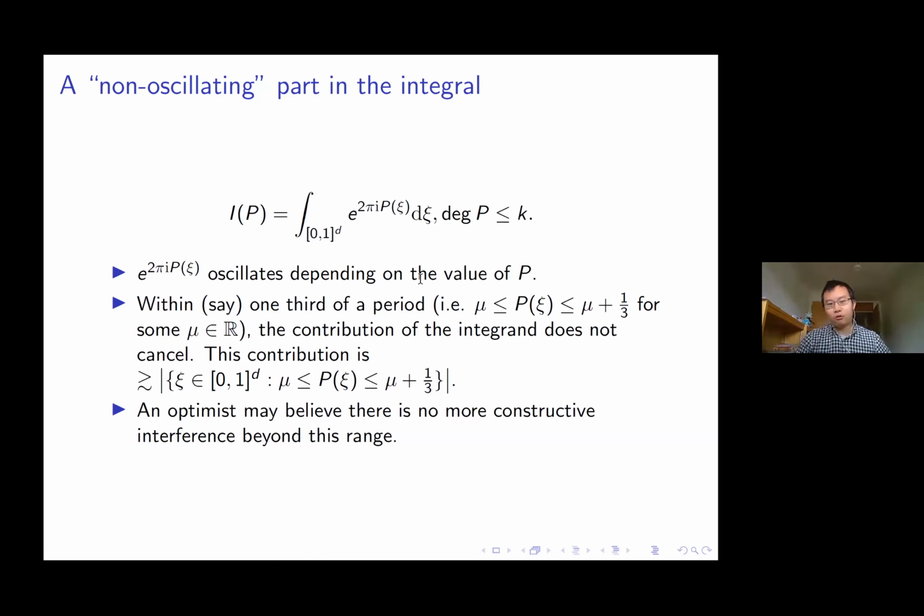Then you will see that the contribution of that part has to be at least roughly the measure of C, where your P is within a certain 1/3 of the period. So if you're optimistic, you might believe that there can be no more constructive interference beyond this range. You just believe everything beyond, say, 1/3 or one period must miraculously cancel if you have good assumptions. And this was one motivation that we started to form a conjecture.